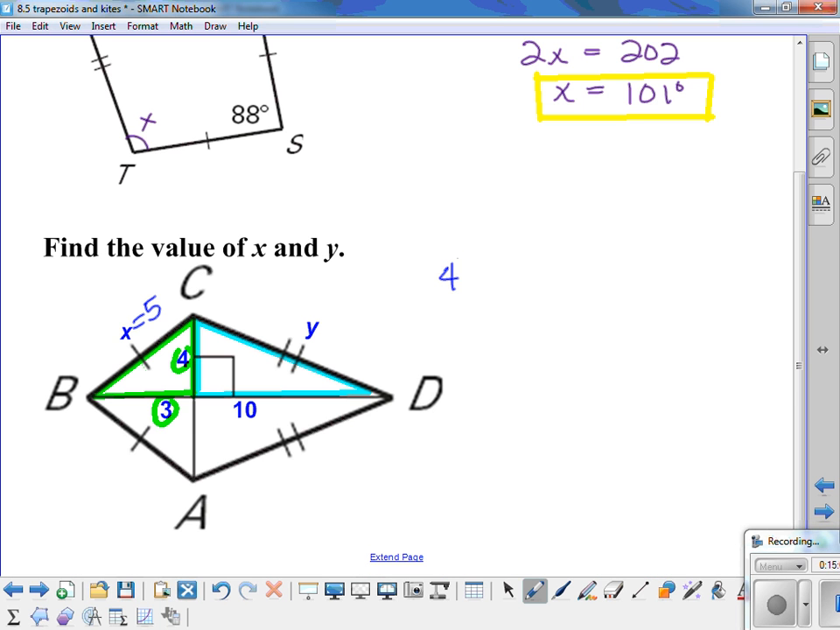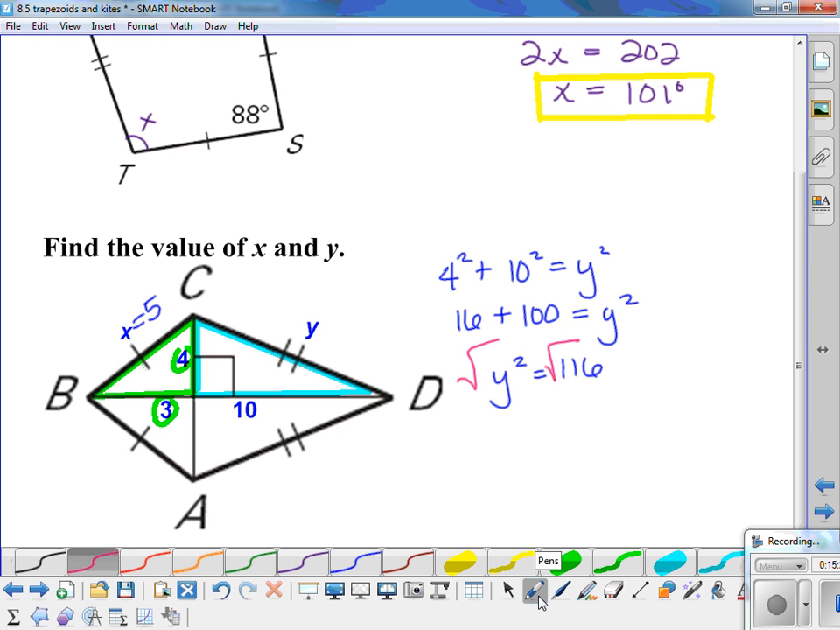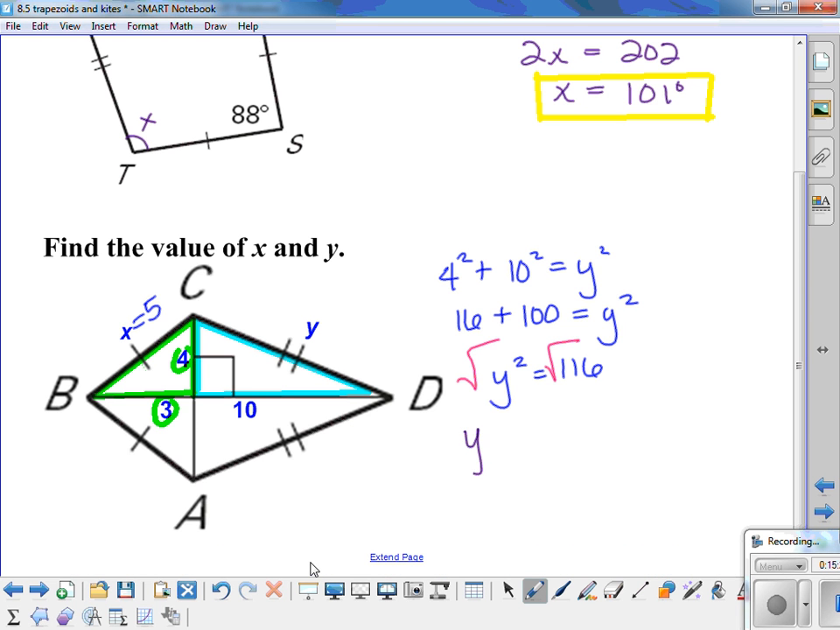So 4 squared plus 10 squared is going to equal y squared. 4 squared is 16, 10 squared is 100, that equals y squared. So y squared is going to equal 116, and I take the square root of both sides, and so y is going to equal, well, first of all, 116, 4 does go into it, so we'd have 4 times 29 to get 116, and so y would equal 2 root 29.